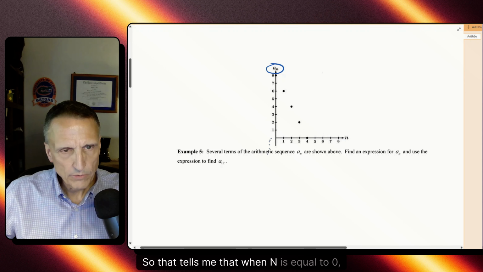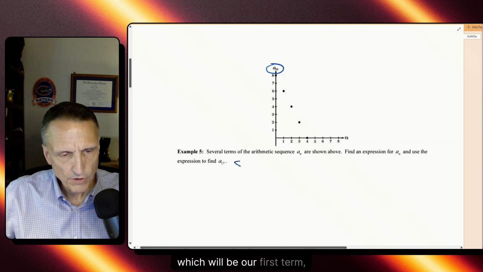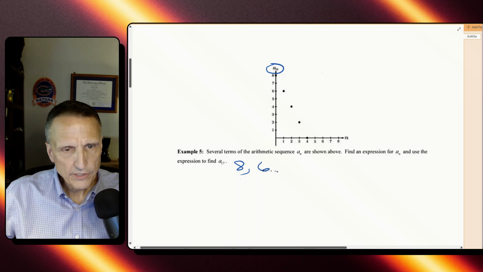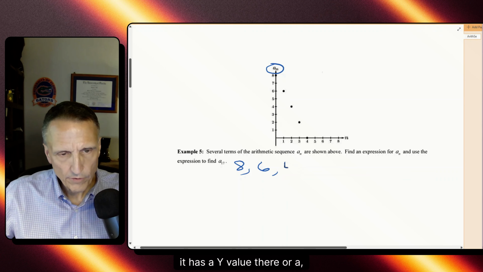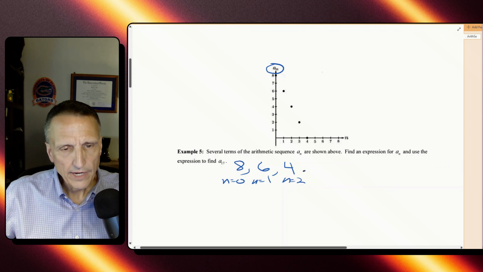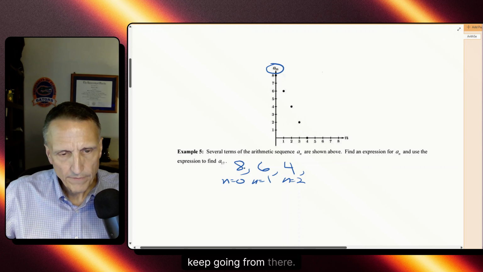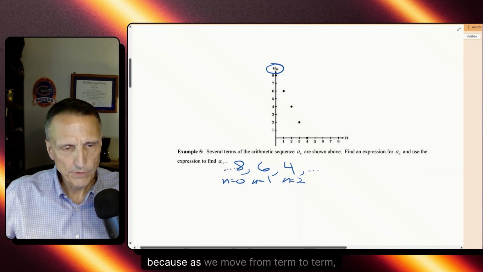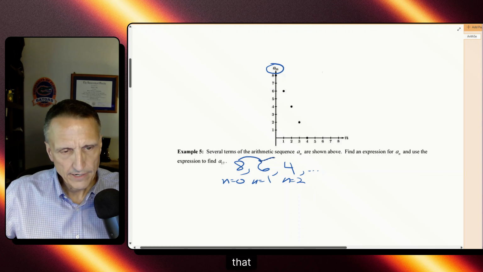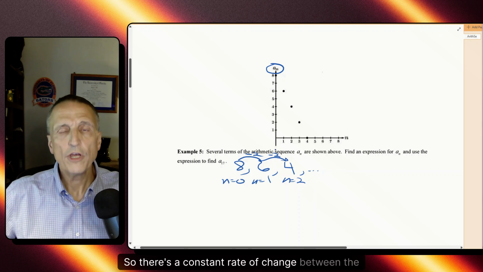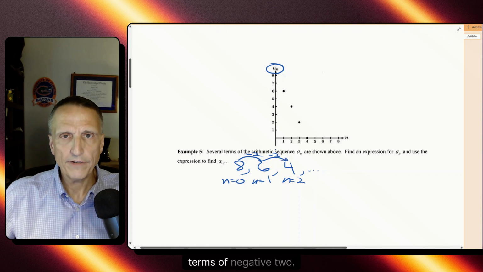So that tells me that when n is equal to 0, which will be our first term, its value is 8. The next term is a 6. The next term has a vertical value of 4, and so on. So these are at n equals 0, n equals 1, n equals 2, and we keep going from there. It looks like this arithmetic sequence has a common difference of -2, because as we move from term to term, that reduction is a constant -2. So there's a constant rate of change between the terms of -2.